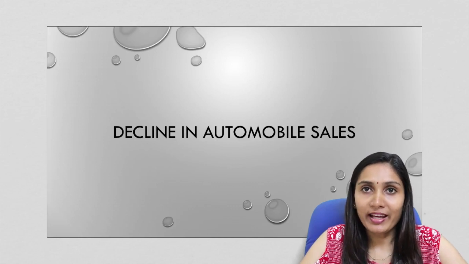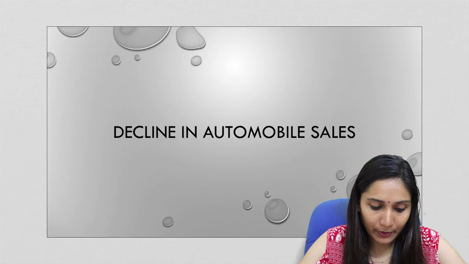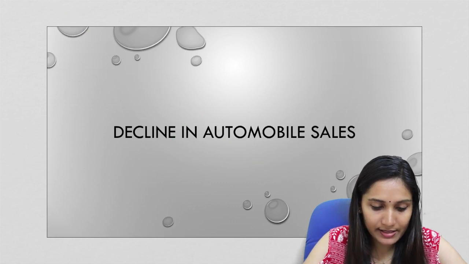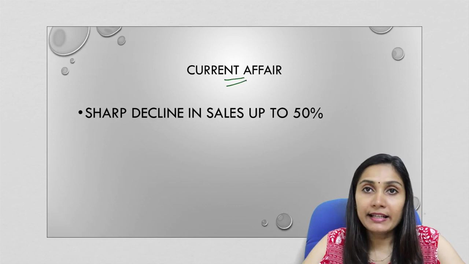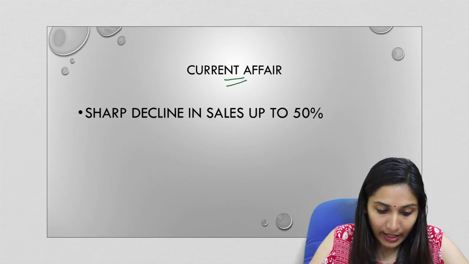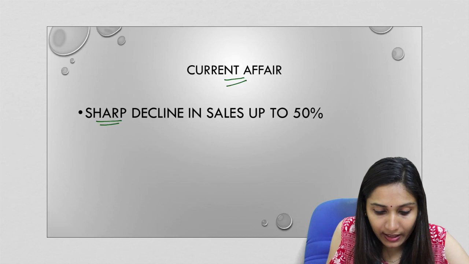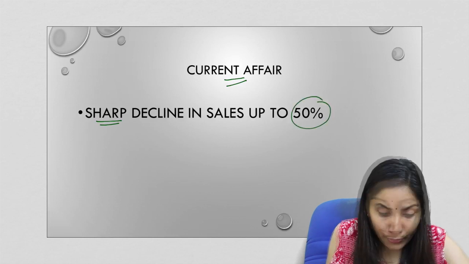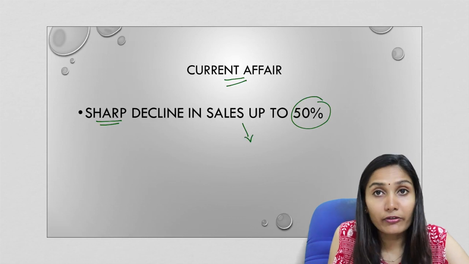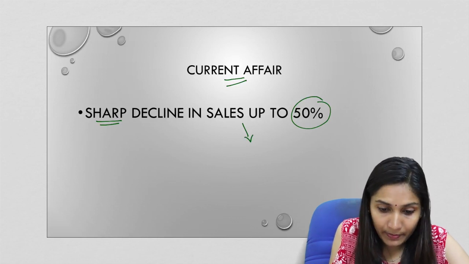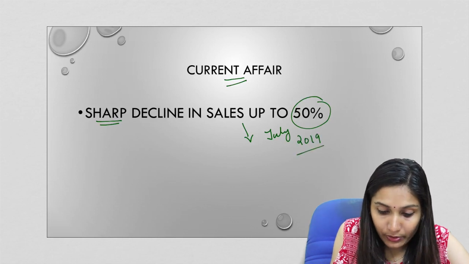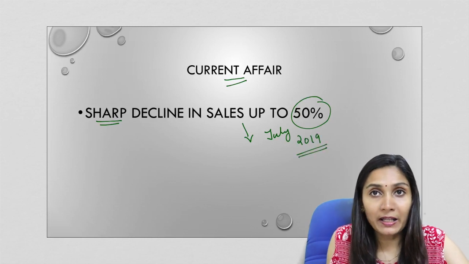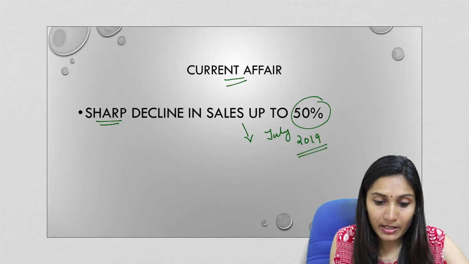I am Joycey Joy and today in this lecture we will discuss the decline in automobile sales in India. Now if we look at current affairs, we will see that leading automobile manufacturers have announced a sharp decline in the sales of automobiles, up to 50%. So in the domestic sales of automobiles in India, there is a decline by about 50% in the month of July 2019. So this has widespread implications on the Indian economy as a whole.